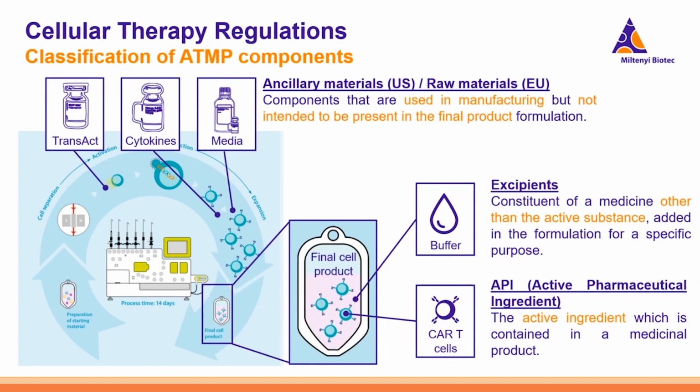So this is anything that is in the final cell product but that is not the active substance. When we are talking about clinical grade cytokines, these are so-called ancillary materials. They're called so in the US, or raw materials in the European Union. Those are components that are used during the manufacturing of the cellular product, but they are not intended to be present in the final product formulation. And because of that, different regulations apply to them than to the API and to the excipient.